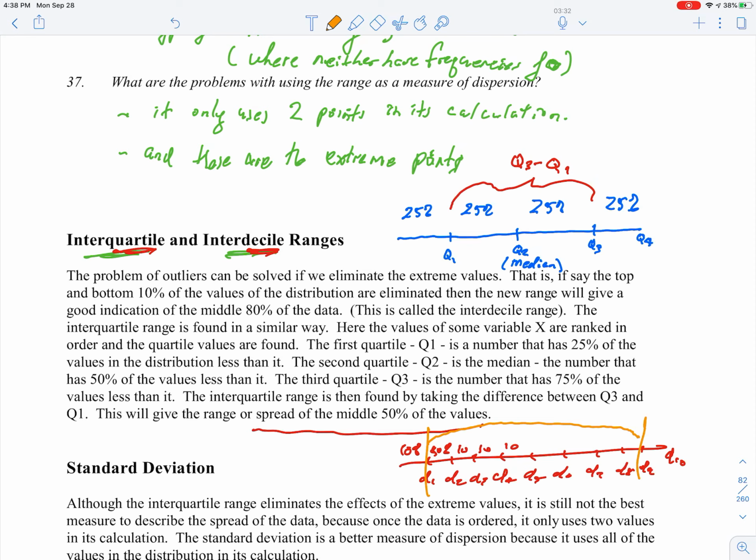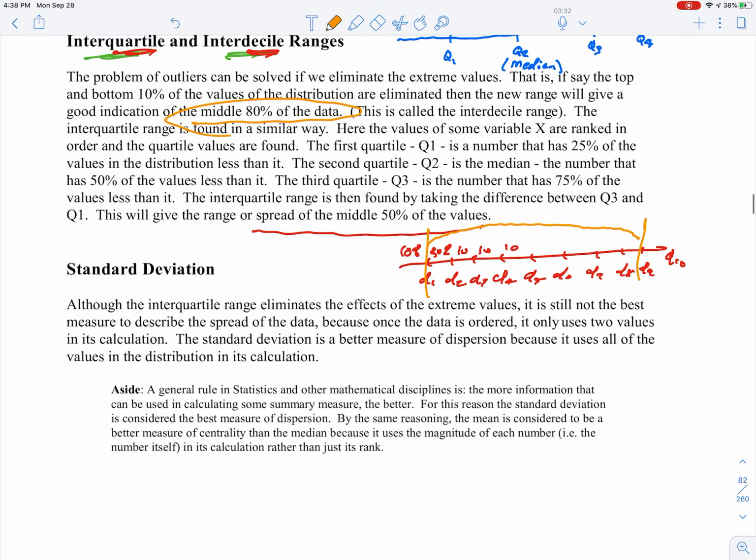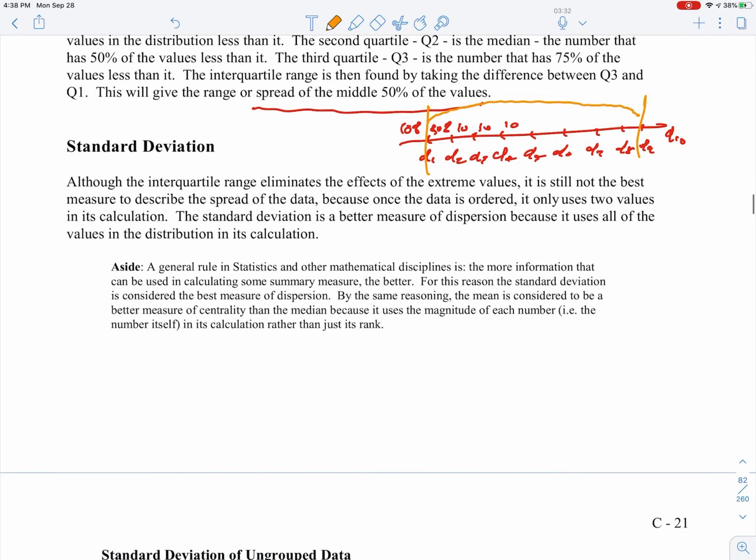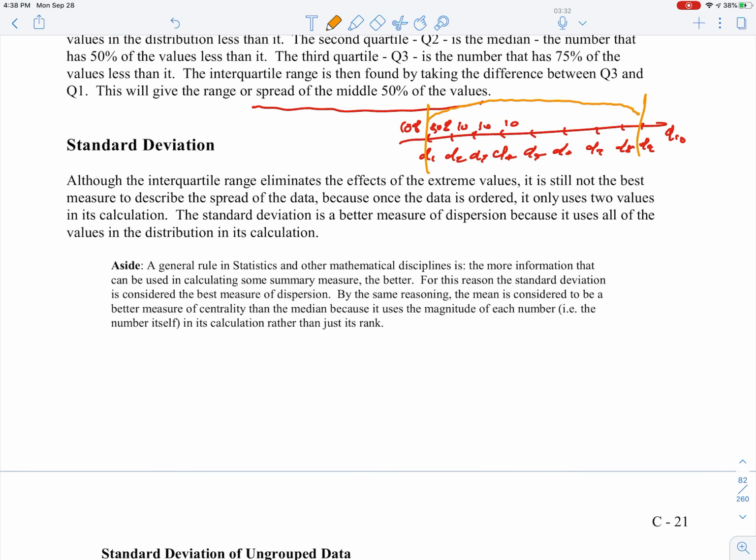But the interdecile range gives you the middle 80% of the data, because you're knocking off the bottom 10% and the top 10%. So that's how you handle outliers. But we're going to move into something called the standard deviation. It's the most common measure of spread when you're dealing with data, and the nice thing about it is that it uses all of the values in its calculation.